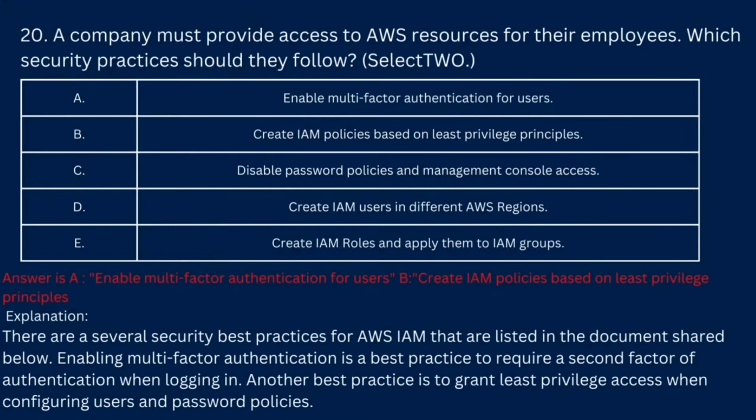The correct answer is A. Enable multi-factor authentication for users, and B. Create IAM policies based on least privilege principles is also a correct answer. Explanation. There are several security best practices for AWS IAM that are listed in the document shared below. Enabling multi-factor authentication is a best practice to require a second factor of authentication when logging in. Another best practice is to grant least privilege access when configuring users and password policies.